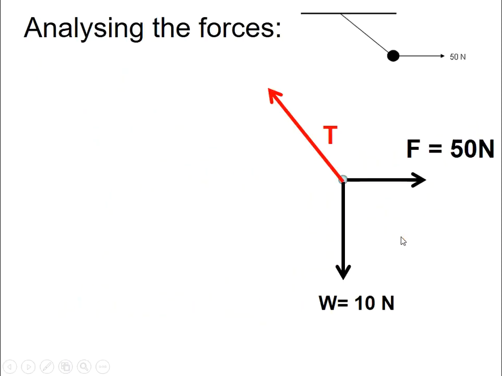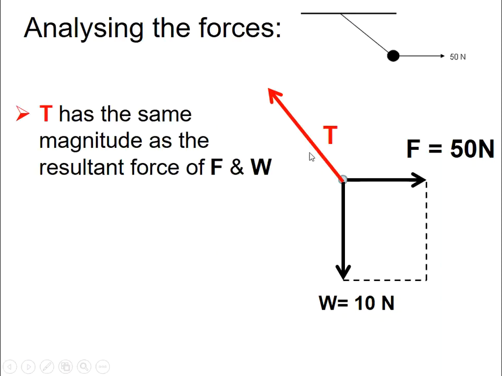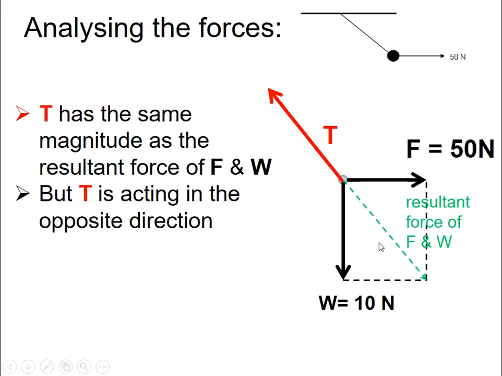Now, if you look carefully, analyzing the forces, you realize that in fact the tension is counterbalanced by the resultant force of F and W. T and the resultant force are in opposite directions, and we still obey Newton's first law. The object is at rest, resultant force 0.